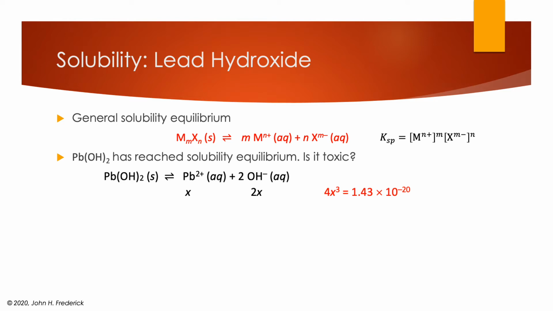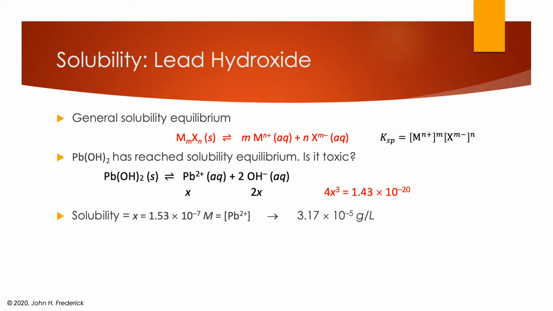So when I plug these into the formula for the KSP, I'm going to end up with an equation that looks like 4x cubed equals 1.43 times 10 to the minus 20, where the number is the KSP value for this particular salt. Now, when I solve this equation, I would find that X is equal to 1.53 times 10 to the minus 7 molar, and that's the lead ion concentration in the water.